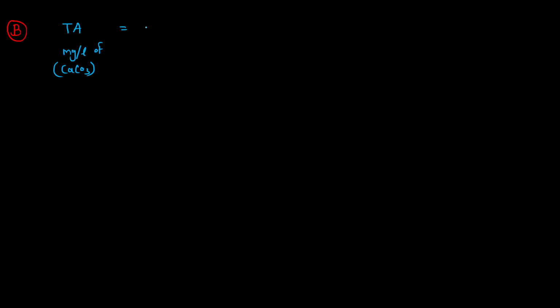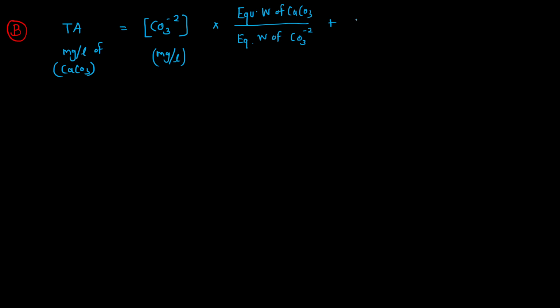This is equal to, first we'll take carbonate. So carbonate ion concentration, this has to be in mg per liter, multiplied by same formula, equivalent weight of CaCO3 divided by equivalent weight of, here we are taking the carbonate ion, so equivalent weight of carbonate ion, plus second will be bicarbonate ion concentration, this also should be in mg per liter, multiplied by equivalent weight of calcium carbonate CaCO3 divided by equivalent weight of which ion we are taking here, HCO3.